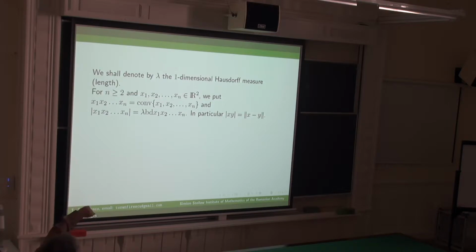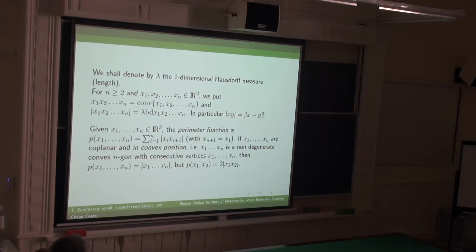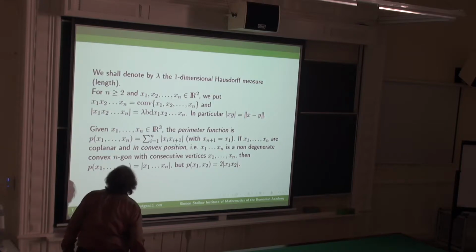So let's start with this notation. Lambda is one-dimensional, as you see. This will be simply the length of the convex hull of x1, ..., xn. It's simpler to write like this. And you see this second definition, which is the length of the boundary of the convex hull of the endpoints. There is a related notion of perimeter function, which is sometimes exactly the same as this one, but not always.